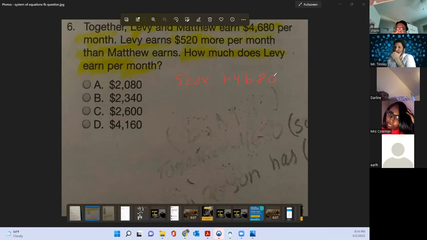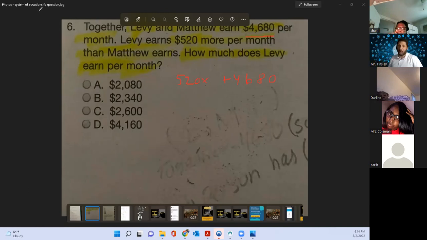That I gotta multiply. So 520x plus 4,680. What does that tell you? What are you trying to get? I'm trying to get the earn per month, right? How much does Levi earn per month? So right there, you know that this can't be set up this way, because right away, you're adding both of them, so your number's only going to get bigger. So there's no way that can be it.